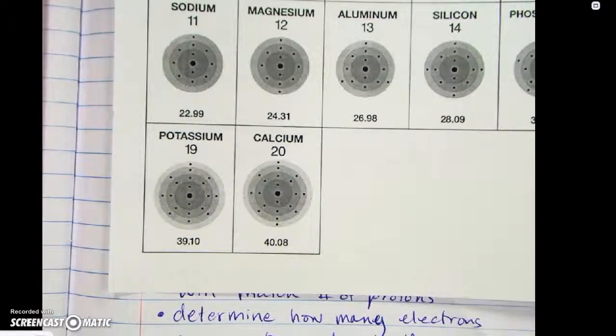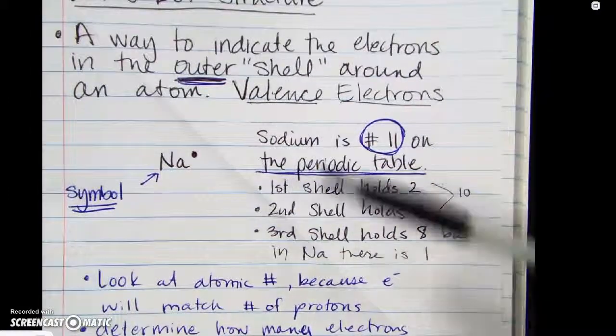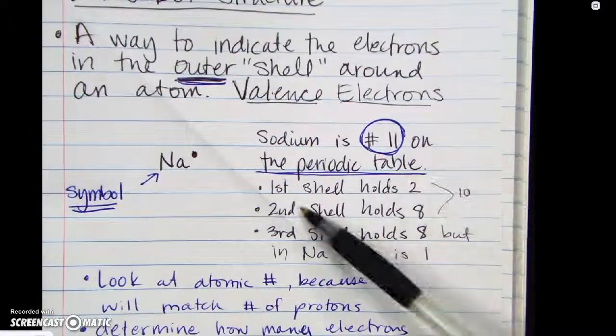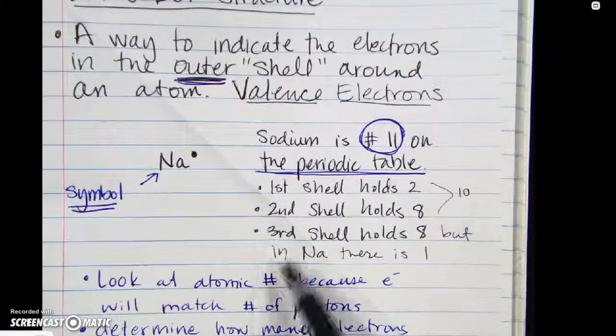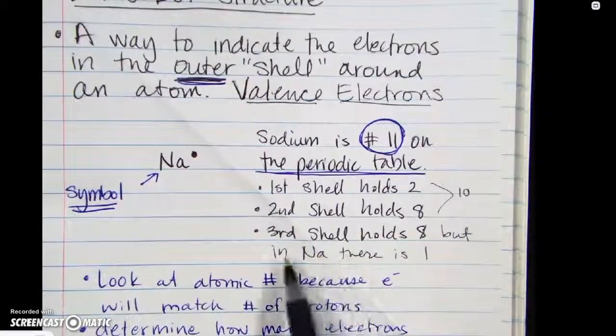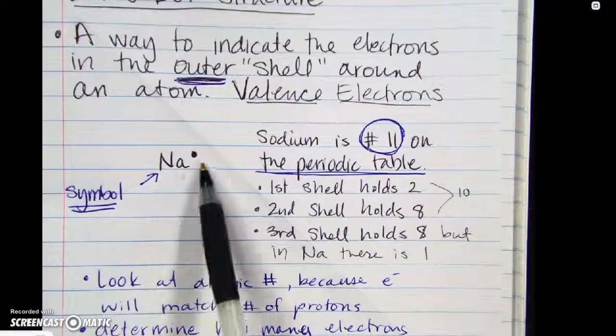Okay, so when we go back to the notes, it's talking about sodium being number 11 on the periodic table. Its first shell holds 2, its second shell holds 8, for a total of 10. And the third shell will hold 8, but in sodium there's only 1 in that third shell. And so you just draw 1 dot.